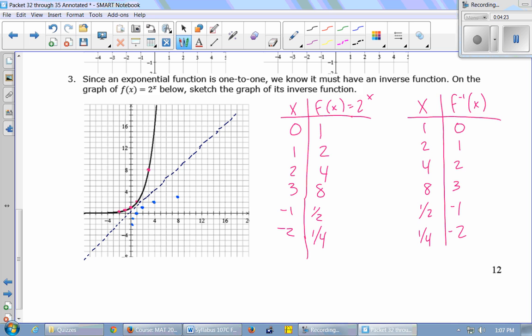So now I can use this as a guide, plus the fact that this is supposed to be symmetric over the line y equals x, to try to draw a perfect inverse function. So this is f inverse of x. That's the inverse of 2 to the x. All right, so we can draw the inverse of 2 to the x. Pretty easy.